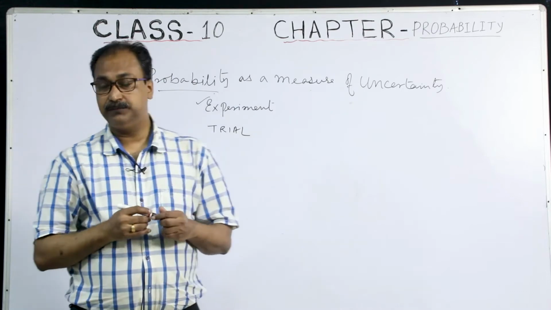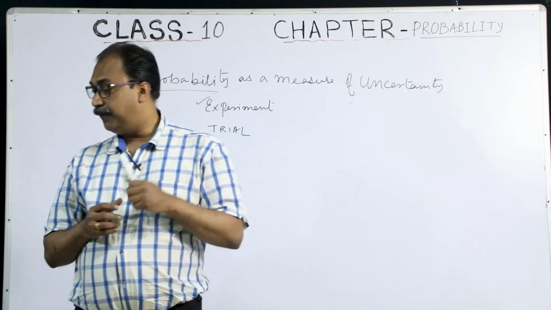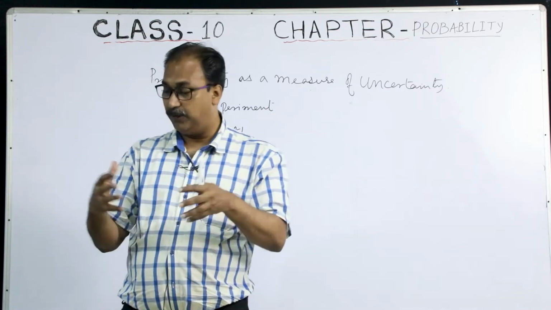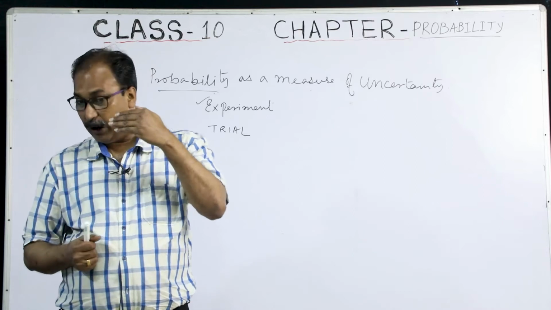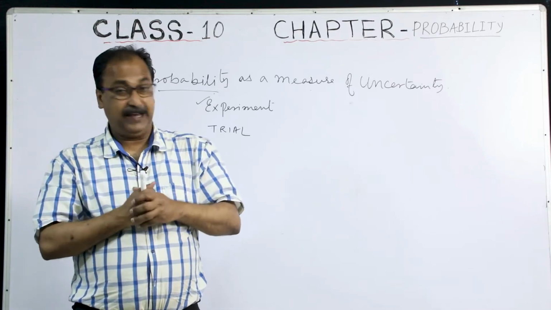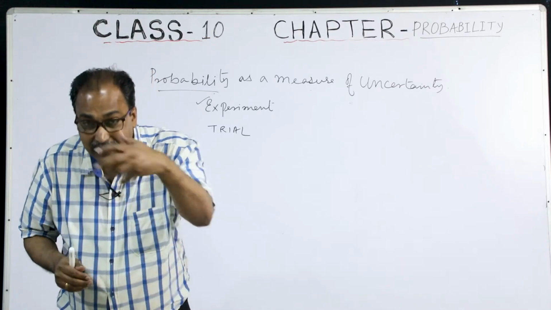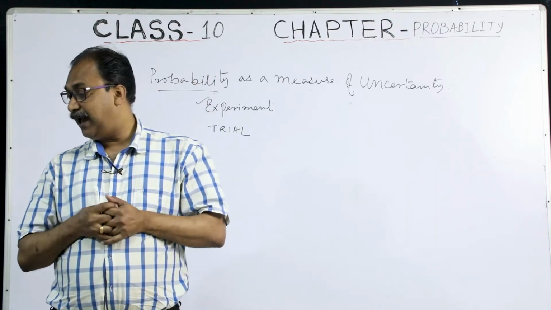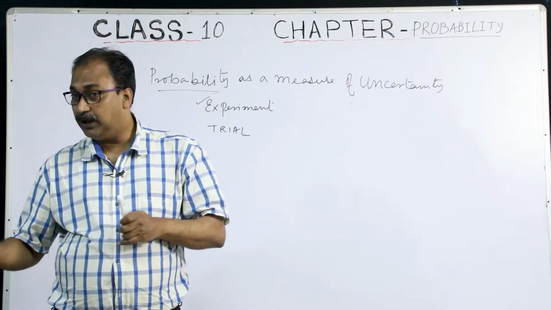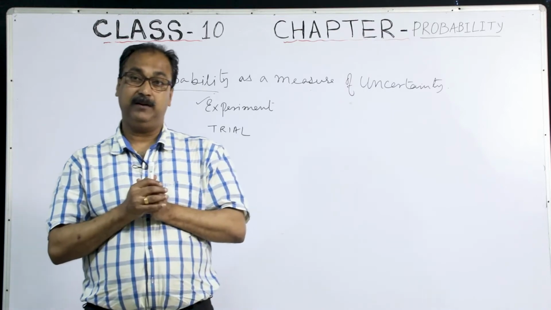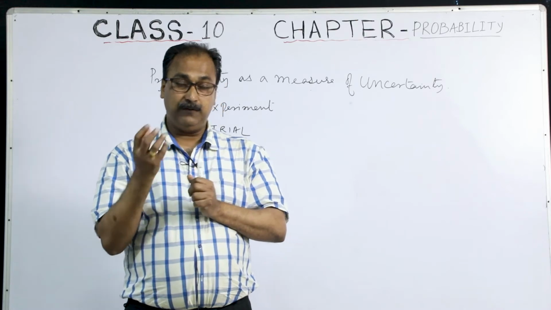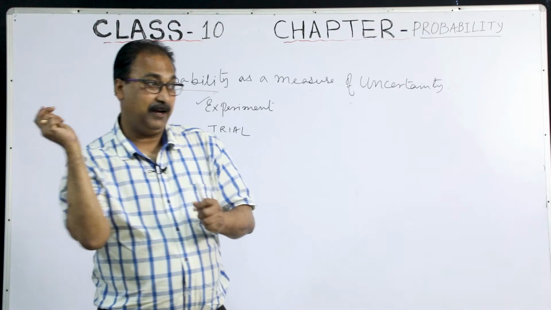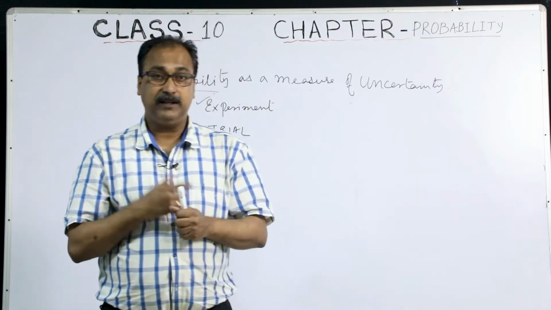What is trial? Trial is the performing of an experiment. The experiment, as you learned, is an operation with well defined outcomes. Performing that experiment is called a trial. For example, I give you a ball, you have to throw that ball at the target. You will say, let me try. That is a trial.